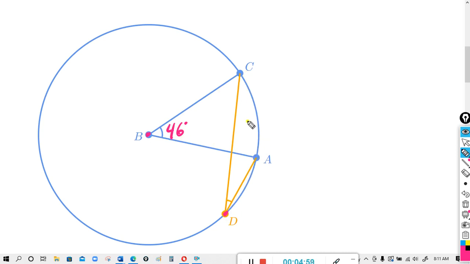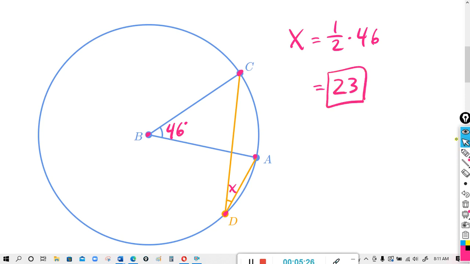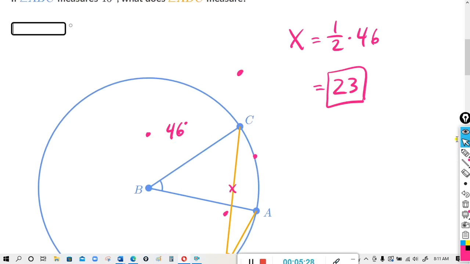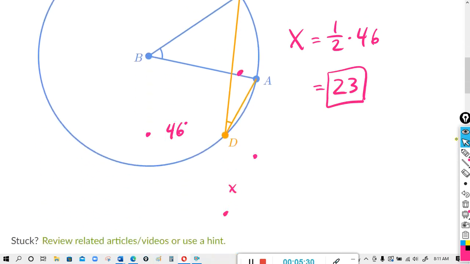Since they intercept the same 2 points, the inscribed angle is going to be half of the central angle. So this one here, we can just call it x, and it's going to be half of this angle right here. So x is just going to be half of 46. And of course, 46 divided by 2 is 23. Just click inside the box and type 23.